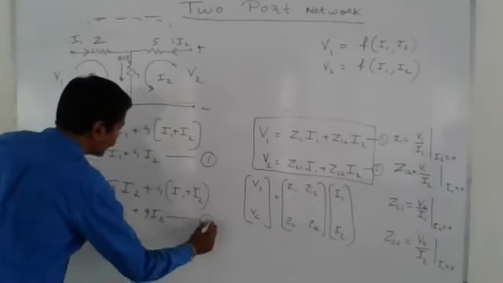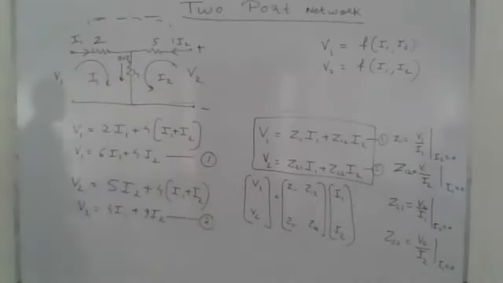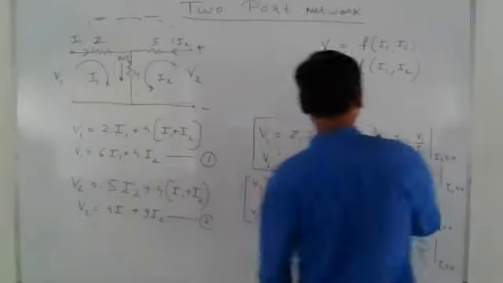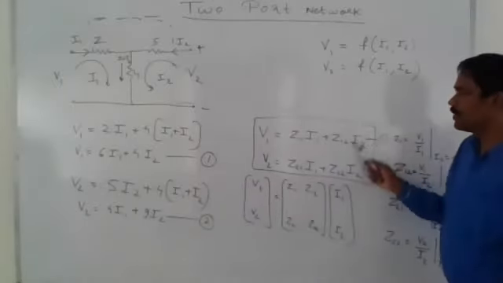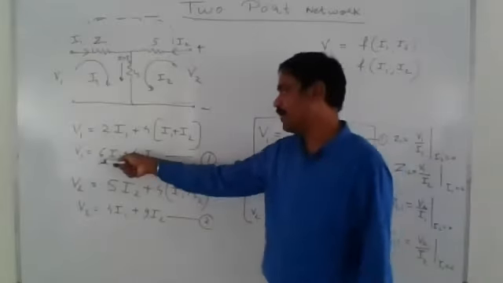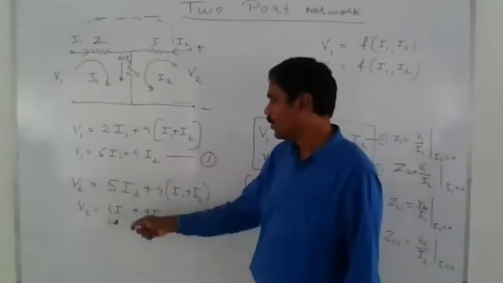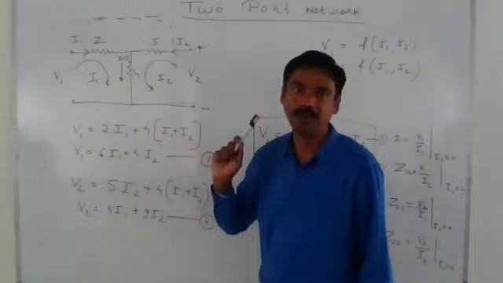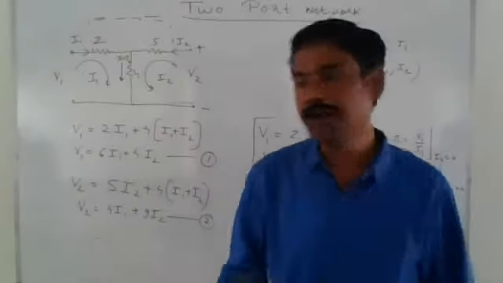This is equation 2: V2 equals 4I1 plus 9I2. Comparing equations 1 and 2 with the standard equations 1 and 2, directly the answer is there. This is Z11, this is Z12, this is Z21, this is Z22. Your Z parameter is determined.